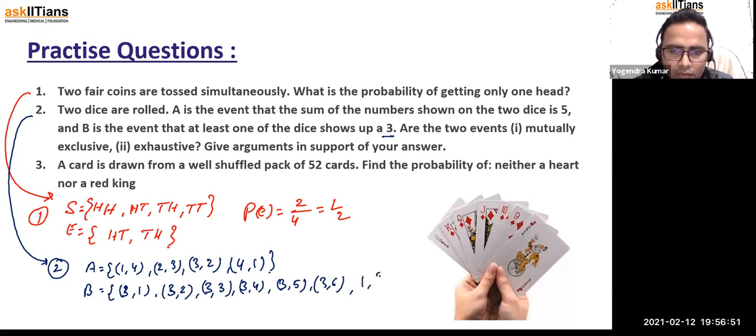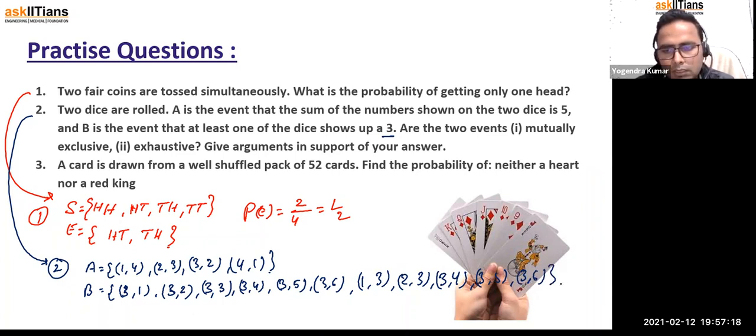So 1,3 could be there, right? There is no problem. 2,3 could be there. Now 3,3 we listed already, right? So we'll not write it again. So 4,3; 5,3; 6,3, right? This is what we have. So 1, 2, 3, 4, 5, 6, 7, 8, 9, 10, 11. So n of B we have 11.